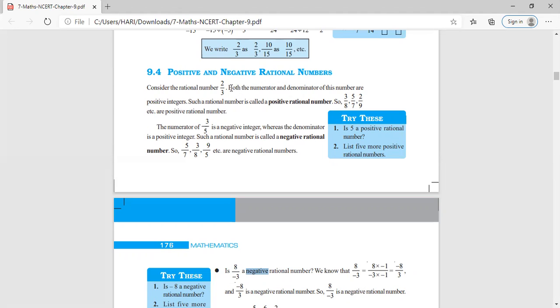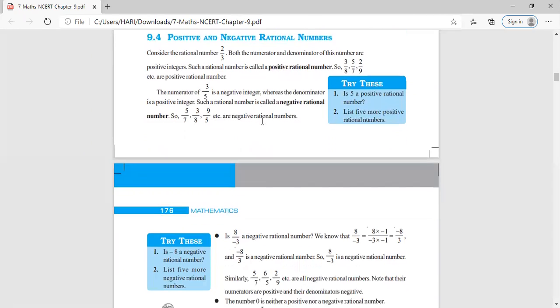Let us consider the rational number 2 by 3. Here both the numerator and denominator are positive integers. 2 and 3 both are positive integers. Such rational numbers in which both the numerator and denominator are positive integers are called positive rational numbers. Some more examples are 3 by 8, 5 by 7, 2 by 9. In all these cases, both the numerators and denominators are positive integers, so they are called positive rational numbers.